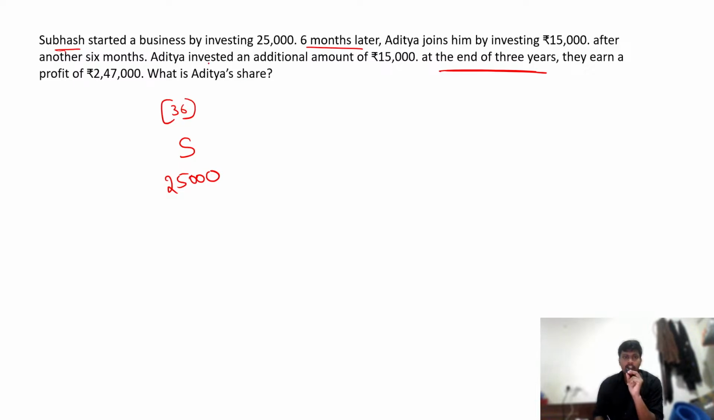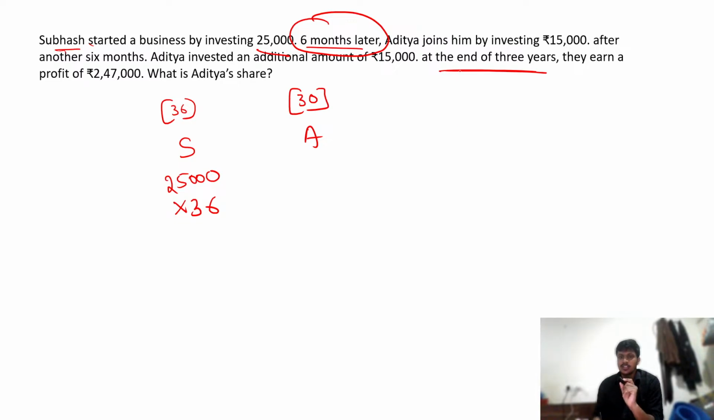See here, guys. Now check. We're going to talk about Subhash. Check if there are any changes for Subhash. So Subhash started the business with 25. No, there is no change in Subhash's investment. So whatever he is investing is there in the business for 3 years. Now come to Aditya. Aditya joined after 6 months. That means he is going to be there in the business for only 30 months.